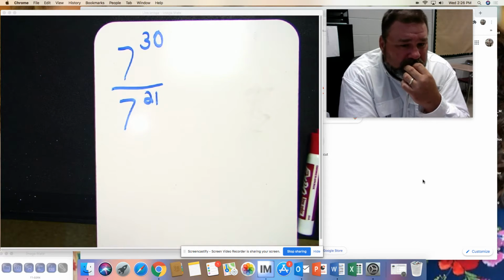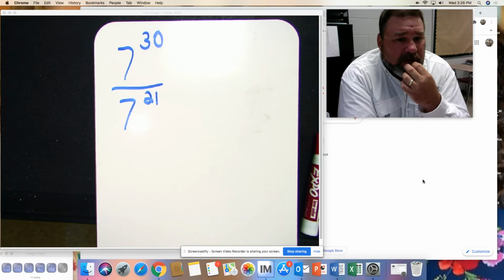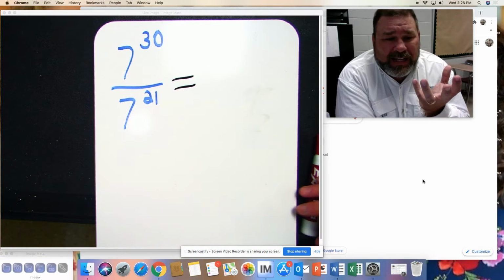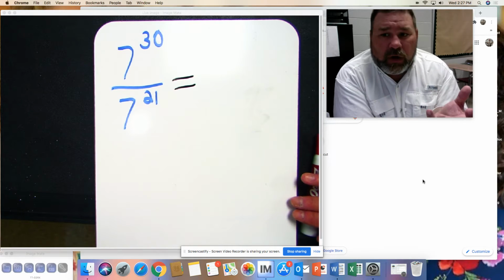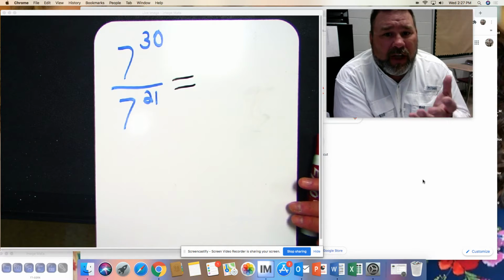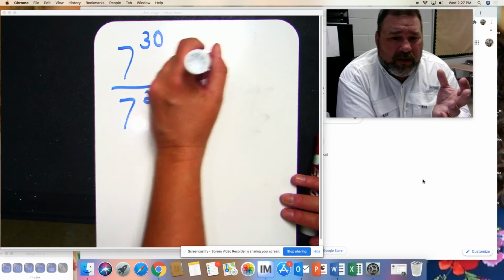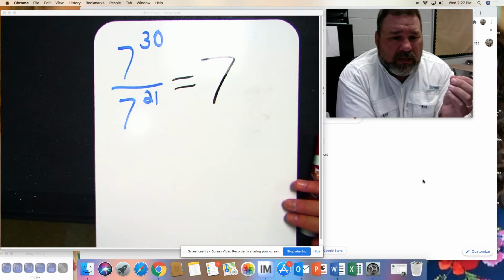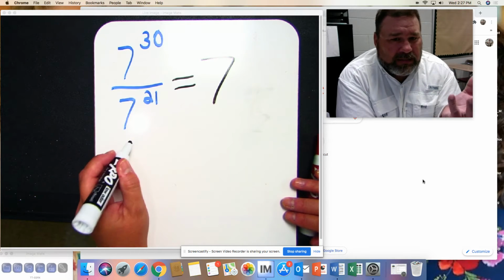Yeah, 7 to the 30th divided by 7 to the 21st power. Right. So what's going to be my answer? Well, the first thing I see is they have common bases, right? So the shortcut doesn't work if you do not have common bases. So I'm going to write down the base, the 7, and then I'm going to take the numerator's exponent, subtract the denominator's exponent. Because like Ms. Powell said, it's not commutative.